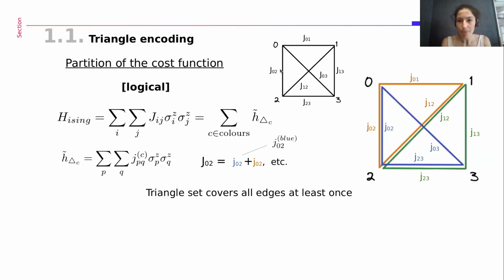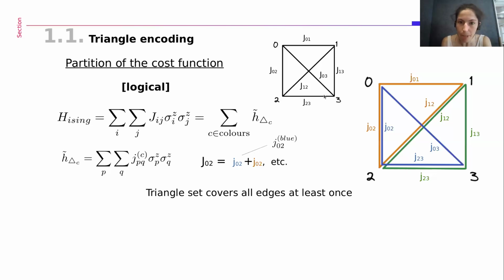So as I was saying before, if we choose a set of triangles in which to partition our problem such that we go through each of the edges of the original problem at least once, then we see that we can actually exactly represent the energy of the original problem by assigning individual energies to each of these triangles such that they sum up to the energies of the original logical problem.